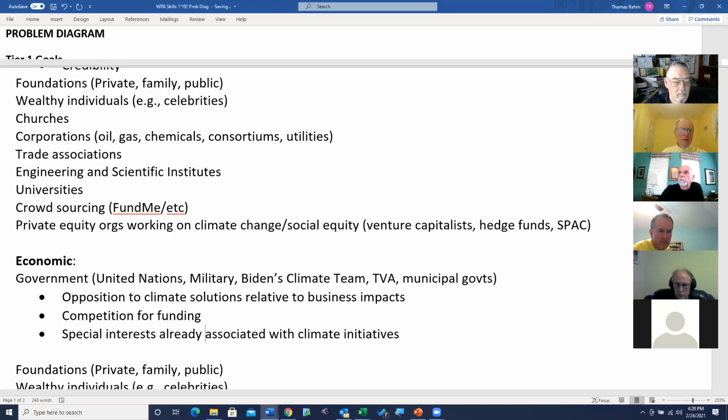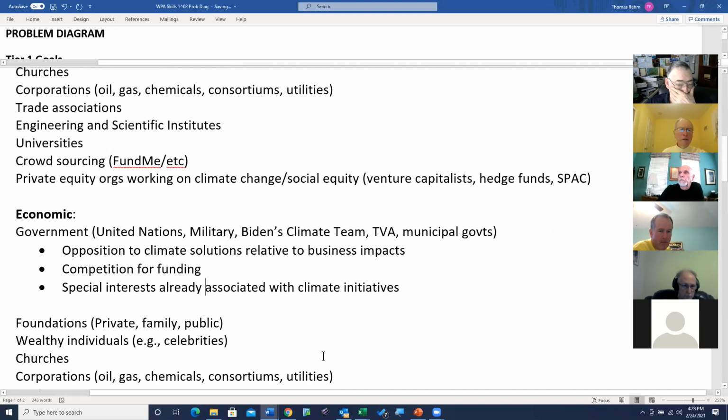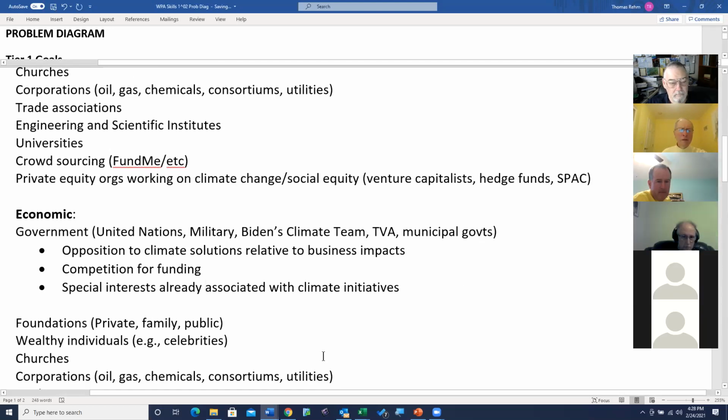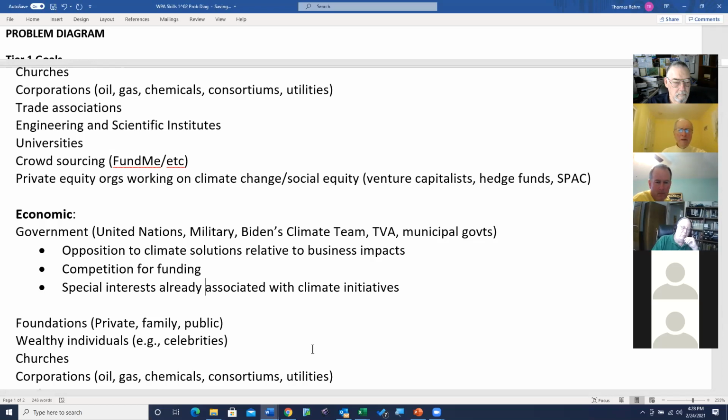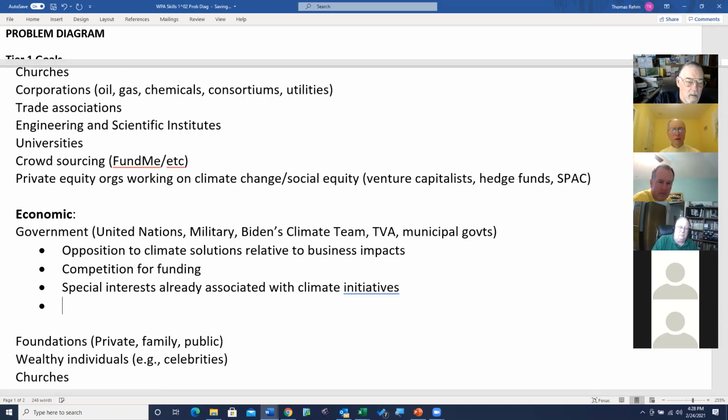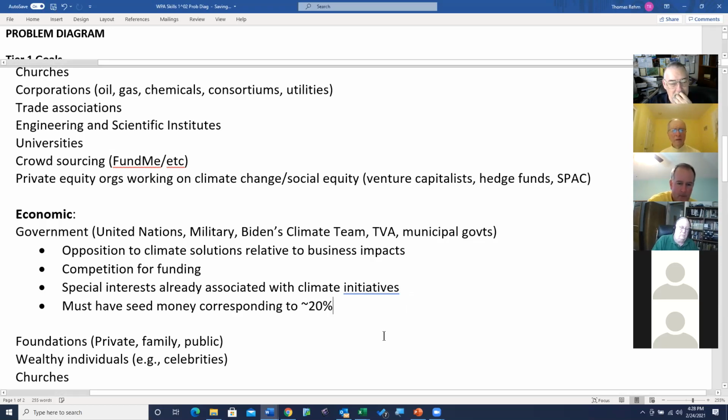Okay. Any others on this one? Almost always on government grants, the government puts up maybe 80% and you have to have private money, or somebody, a corporation, put up the other 20%. That's a good point. Of course. Must have seed money corresponding to 20%. Is that a good way of saying it? Typical. That's typical. Okay.